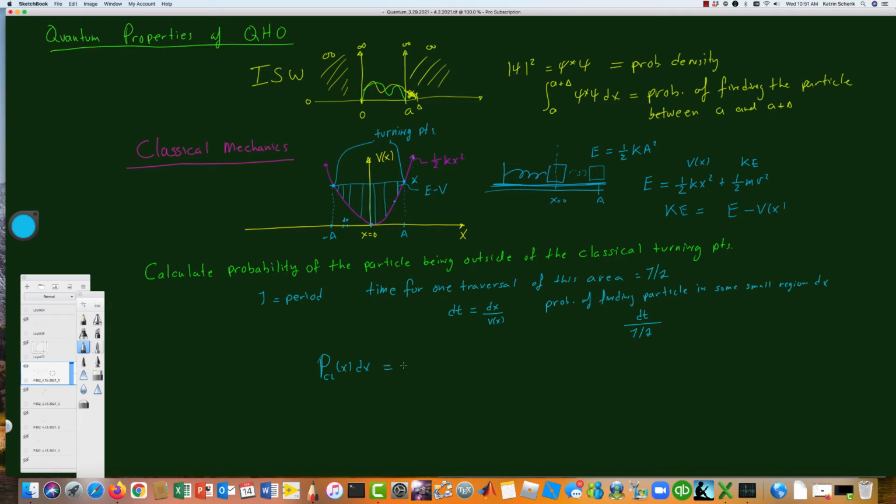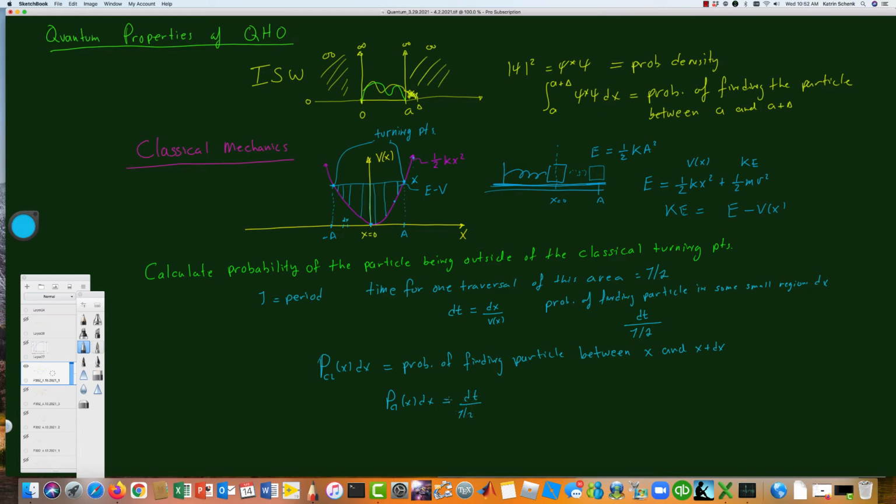As we know, definition-wise, this is the probability of finding the particle between x and x plus dx. Okay, I remember that. It's just this. So let me write it again. P classical is just dt over tau over 2.